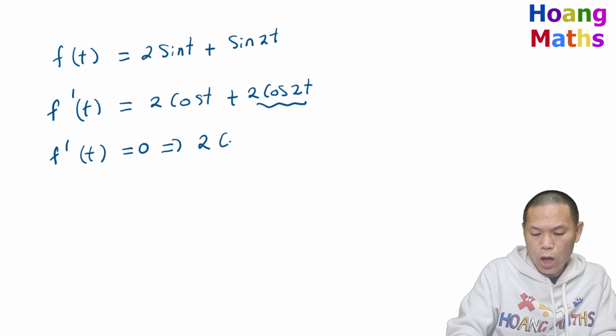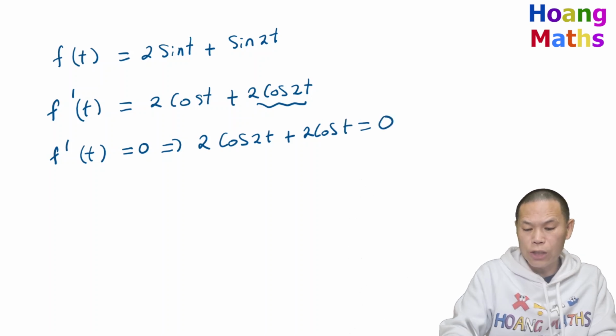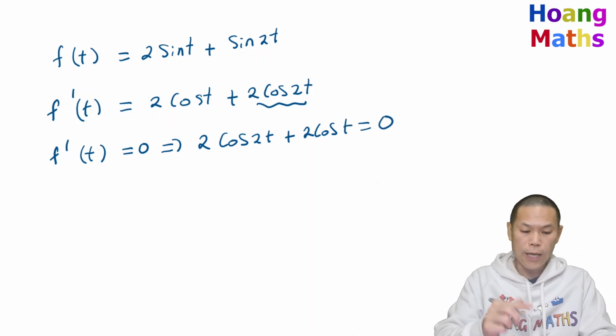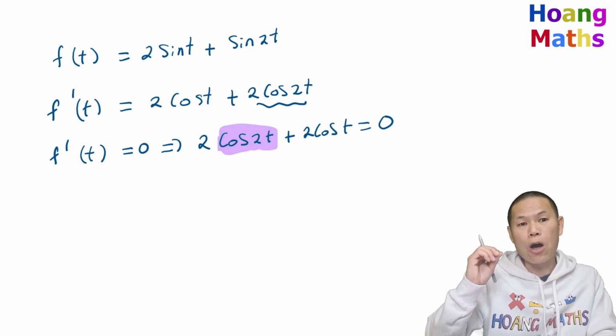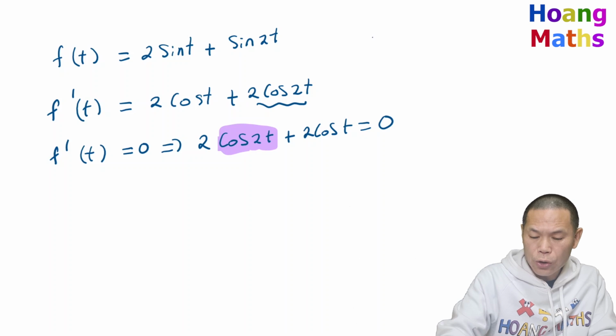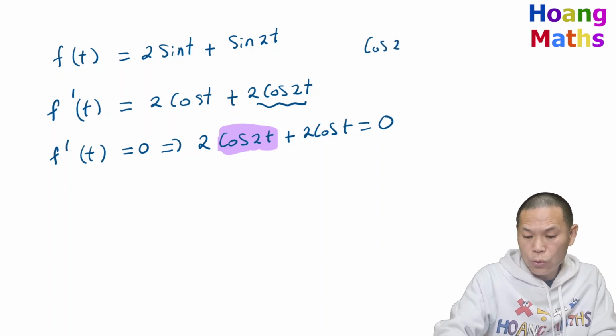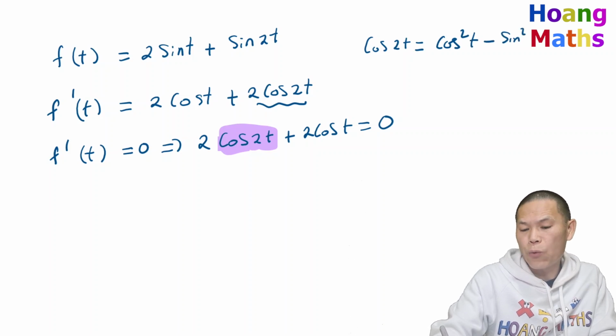So 2 cos 2t plus 2 cos t is 0. So we just need to solve for this, and we need to write this in terms of cos t. Okay, so we use the double angle. So cos of 2t becomes cos square of t minus sine square of t.